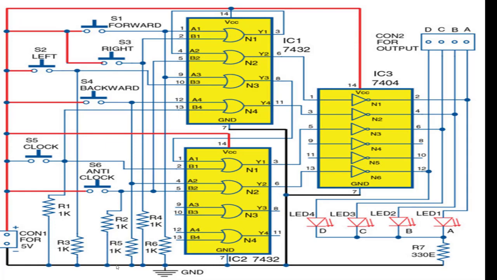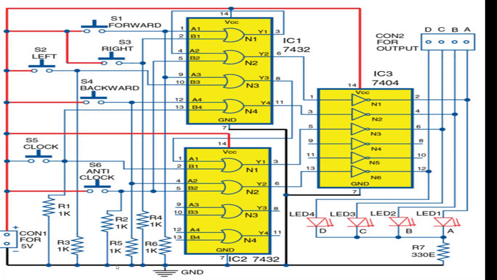Similarly, when the backward switch S4 is pressed, it makes output gate N4 of IC1 and output gate N2 of IC2 go high. Before the signals reach IC3, the code is 0101, and after passing through IC3, the hex inverter NOT gate, it becomes 1010. This is the required logic for moving the robot in the backward direction as per the truth table. Similarly, we can generate the logic to move the robot right, left, anti-clockwise and clockwise. The output codes generated for all the input switches are available at connector 2.